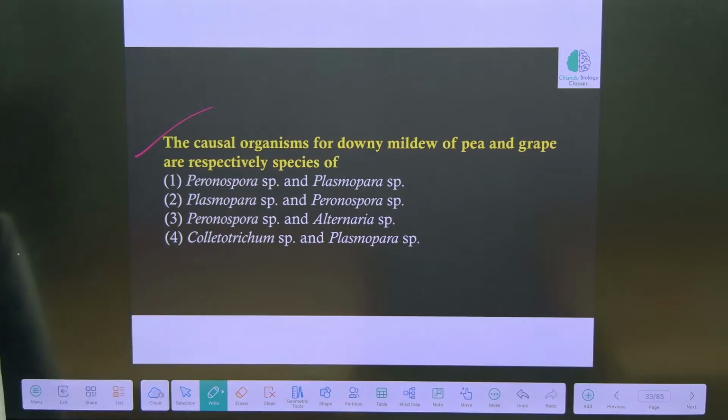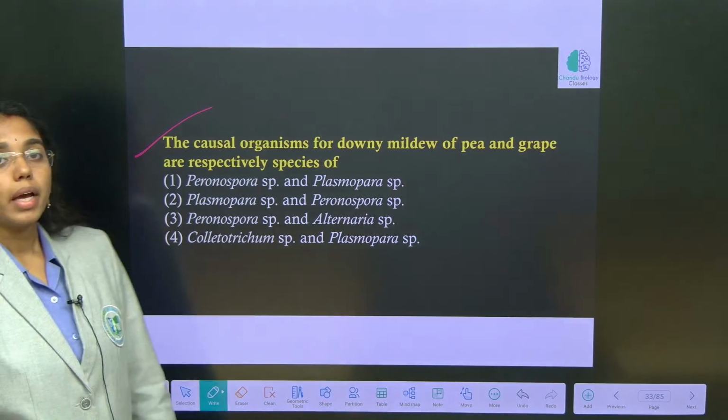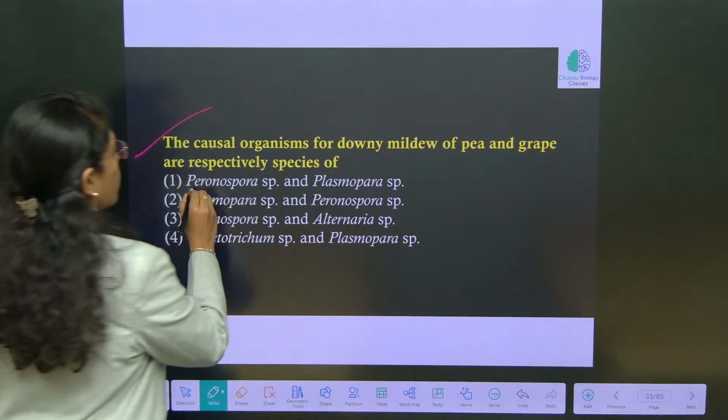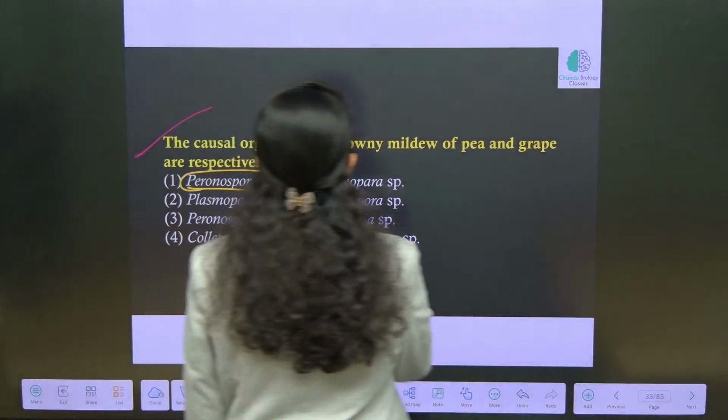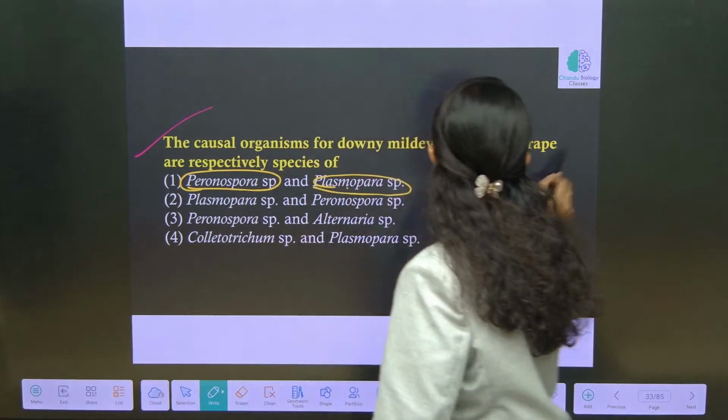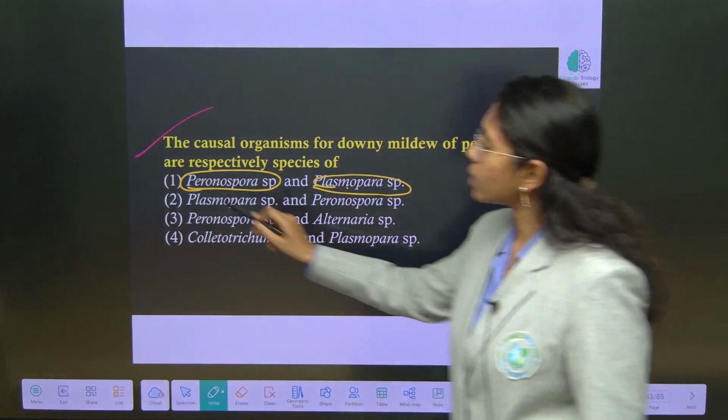The causal organisms for downy mildew of pea and grape are respectively species of what? The causative organisms of downy mildew disease of pea and grape. Here we go with the answers. Peronospora species, they will cause downy mildew of pea. Plasmopara species, they will cause the downy mildew disease in grape. Clear? Here the right answer will be option 1.